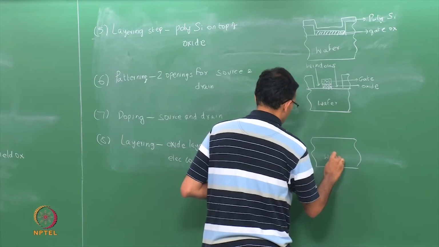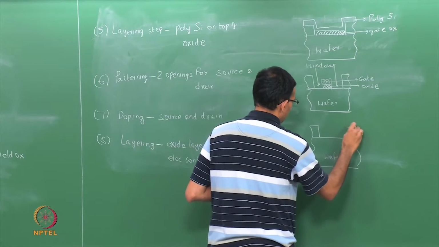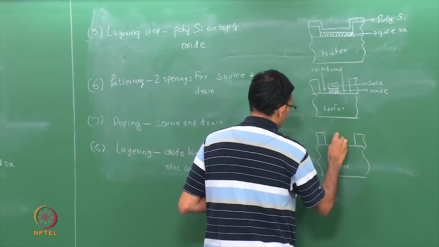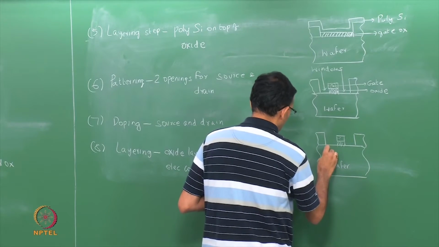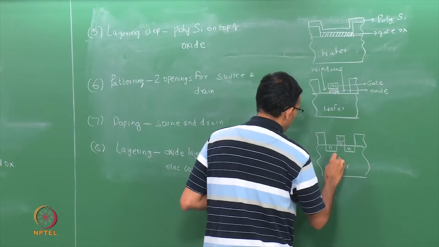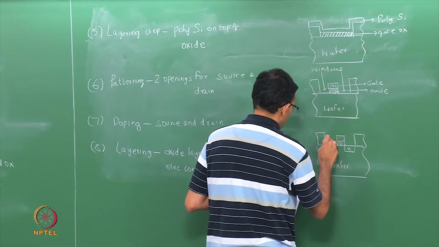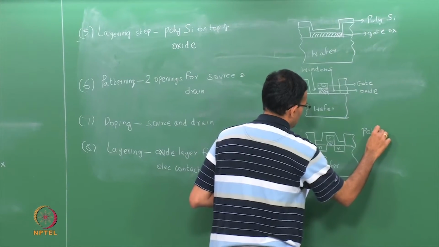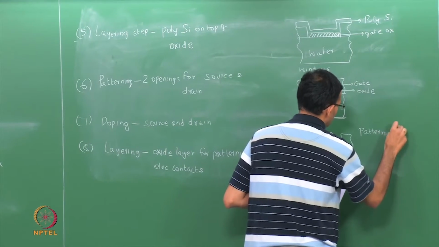My wafer, I have my field oxide from the start, I have my gate oxide and gate. I have two regions which I have doped to form my channels. I am going to assume my wafer is p type, so that the two source and drain are n type, and then I have an oxide layer on top. So this is patterning and layering combined.